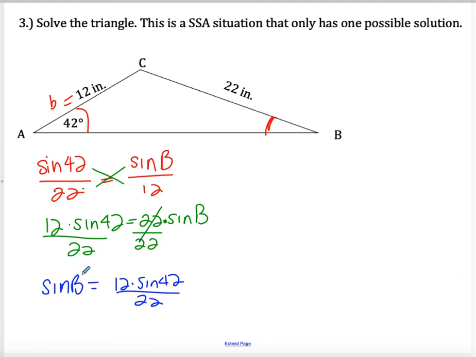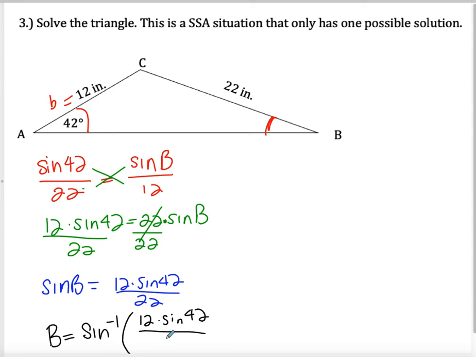Now, how do I get B by itself? Any suggestions? I can't divide by sine. What's inverse? I need the sine inverse. I need to get sine to the other side, and to do that, it's the inverse. So B is going to equal the sine inverse of everything over here. Angle B is going to equal the sine inverse of 12 times the sine of 42 divided by 22.